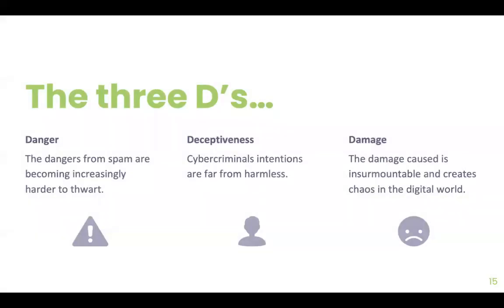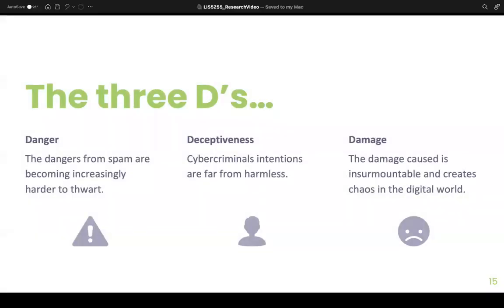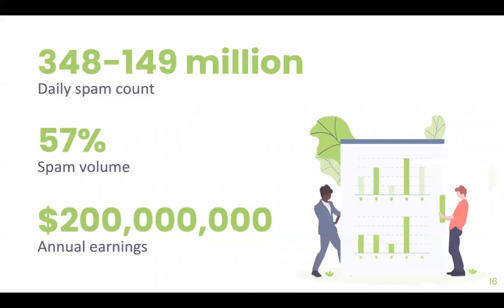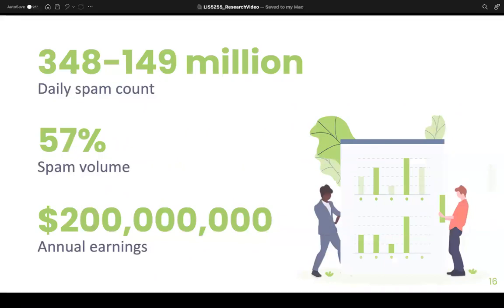The third D is the damage cybercriminals cause. It is insurmountable and creates chaos in the digital world. There is a major variation when it comes to the daily counts of email spam attacks, ranging anywhere from 348 all the way to 149 million. Worldwide, almost 57% of the email traffic can be contributed to spam messaging. And despite efforts, cybercriminals are still annually earning over $200 million through spam emails.